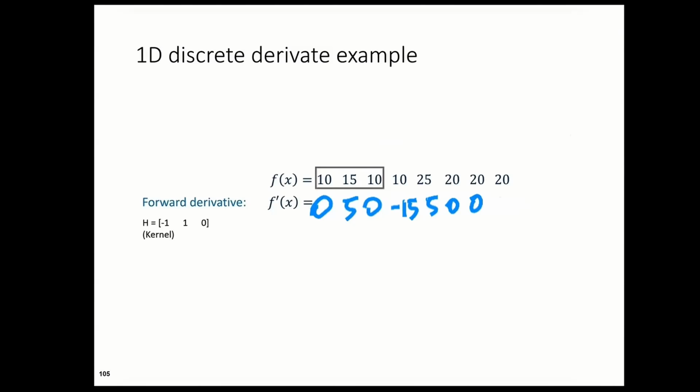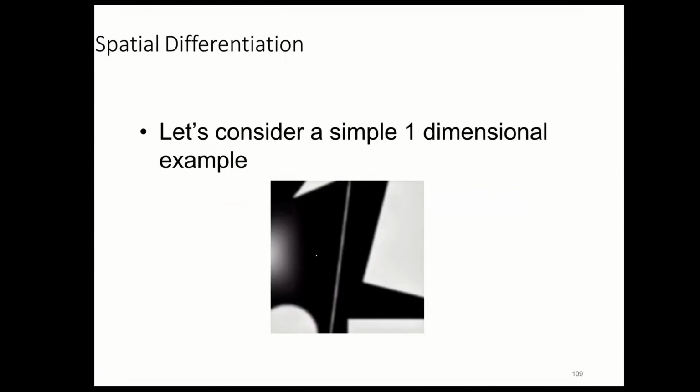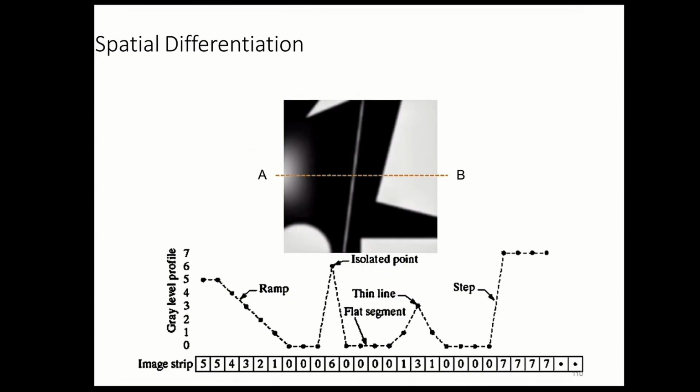Let's say I have a forward differential derivative minus 1, 1, and 0. If I convolve this with this, what am I doing? I'm taking this number and subtracting this one, right? And so on and so forth. Okay, so this is what I'm doing. Now in 2D? Not 2D, still the same.